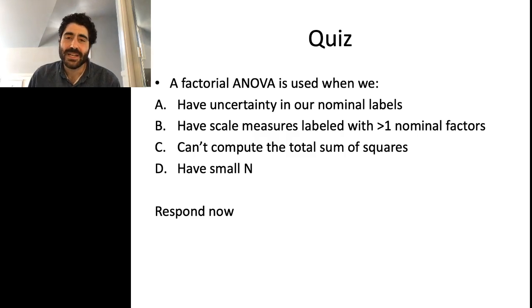So maybe we're categorizing people based on some kind of nominal outcome, and we want to know whether it's related to some scale measurement that says something about them, like before we started treatment. The idea is that we have multiple grouping factors and some kind of scale measurement, and we want to ask whether there's some relationship between this scale measurement and at least one of the grouping factors, or maybe some combination of them.